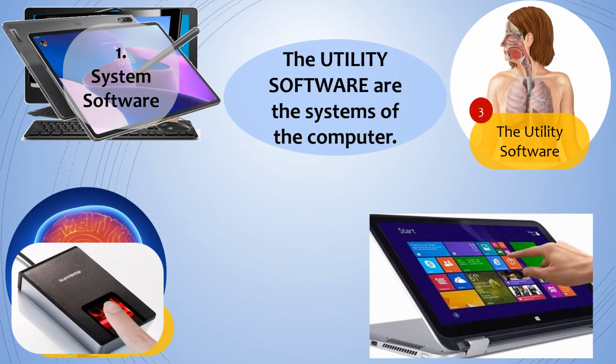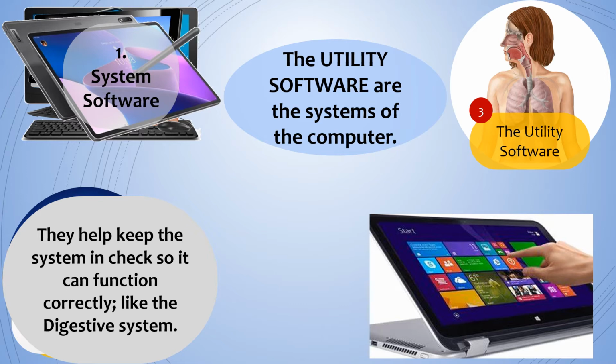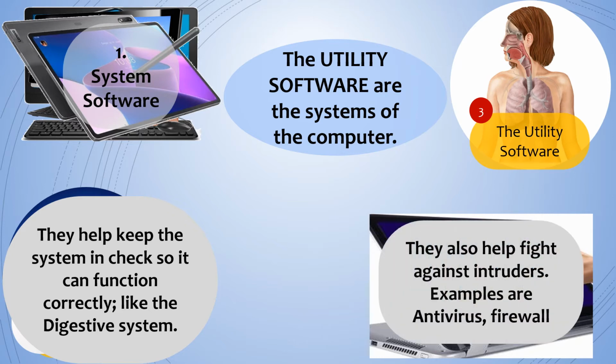The utility software. The utility software is like the system of the computer, just like your digestive system, respiratory system, the skeletal system, etc. The utility software helps to keep the computer in check so it can perform its functions correctly. It also helps to fight against intruders into the computer. Examples include antivirus software, the firewall, etc.